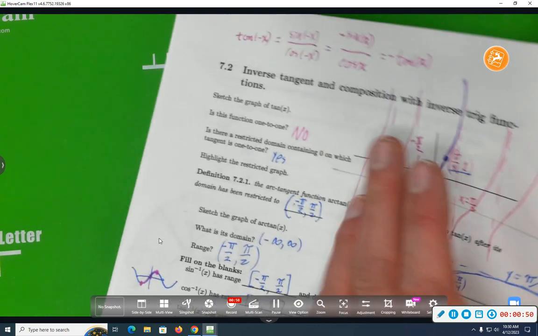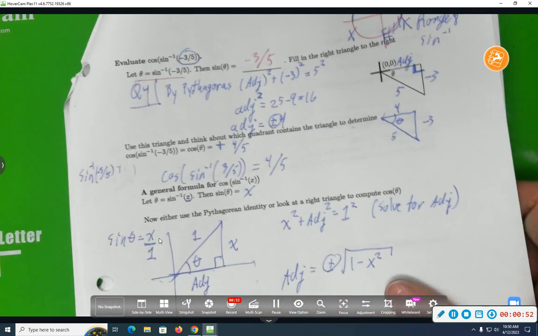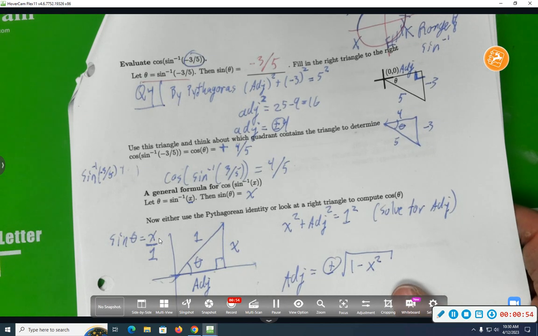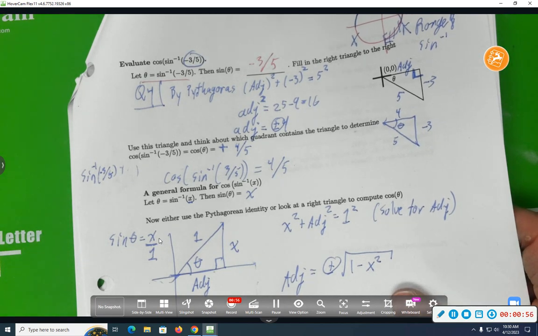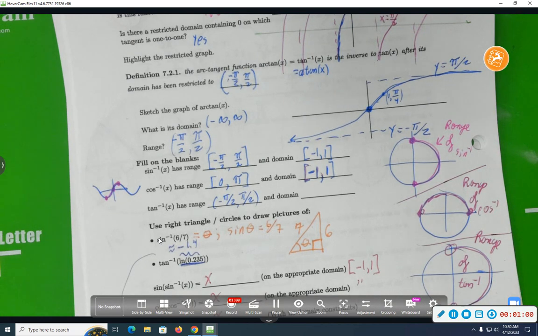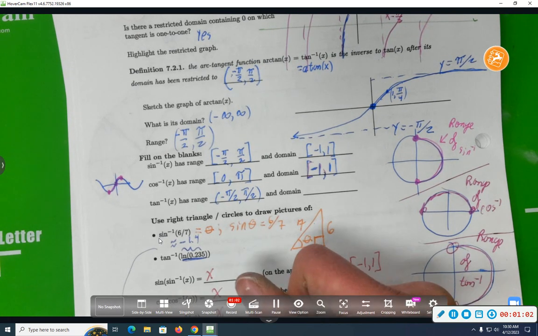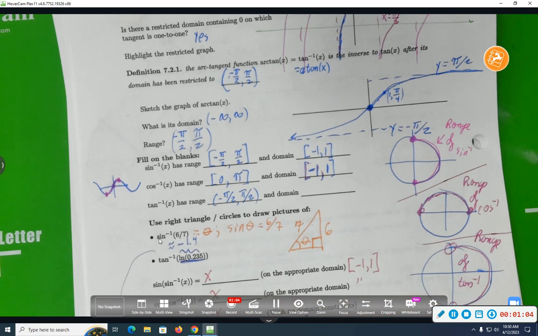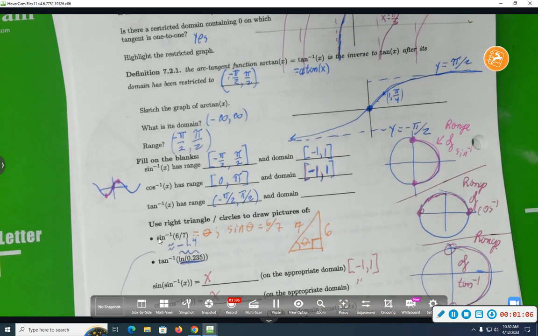Oh no, we totally did. Okay, I'm sorry. So we wrote down a formula for the cosine of inverse sine of x. Got the square root of 1 minus x squared. So I'm going to go back and put it in the place in the notes where it belongs. Sorry, I thought that we had done that. Sine of the inverse cosine of x is the square root of 1 minus x squared.